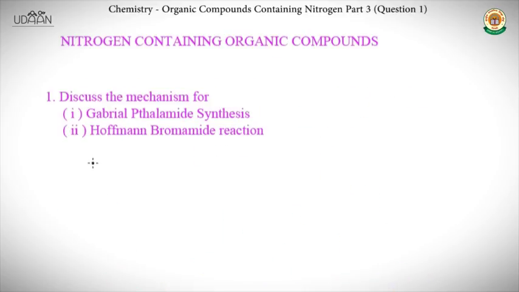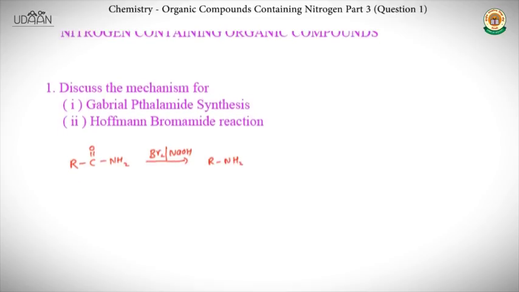The Hofmann bromamide reaction is: we have an amide initially, and you treat this with Br2 in the presence of NaOH or any base, and you get a primary amine finally. Now let us see how this happens. And remember, in the first case we are adding a base, which is NaOH. This mostly acts as a base if there is acidic hydrogen. If not, it acts as a nucleophile.